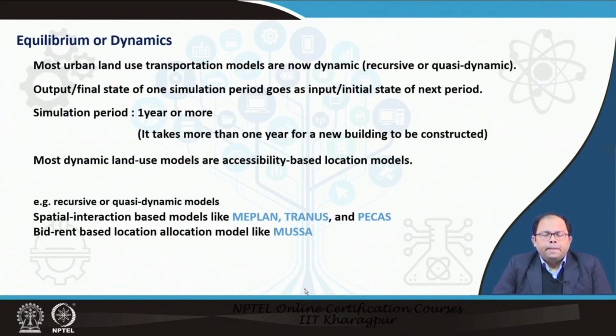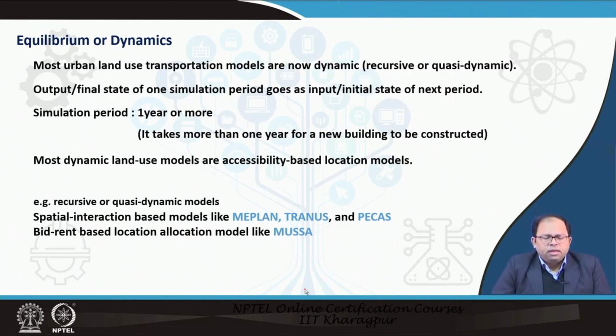Nowadays most of the urban land use processes are made a little bit dynamic. We can call them either recursive or quasi-dynamic. What it means is, instead of having time periods of 5 years or 10 years as a prediction period, we predict for every 1 year, and then we run the model again, taking the output of the first year as the input for the next model run. This is called a quasi-dynamic process, and it is a recursive process, of course.